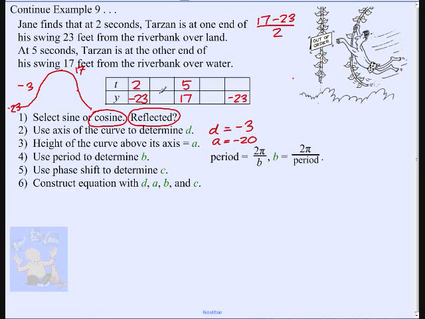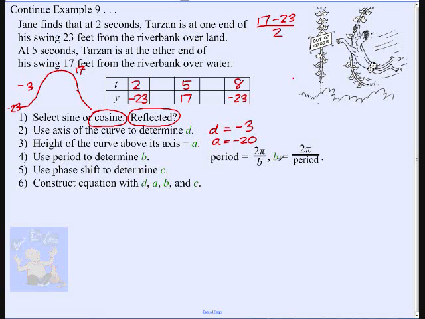And when is that going to happen? Well, it was 3 seconds to get to the high point. It's going to be another 3 seconds, so this would be 8. So my period is 6.